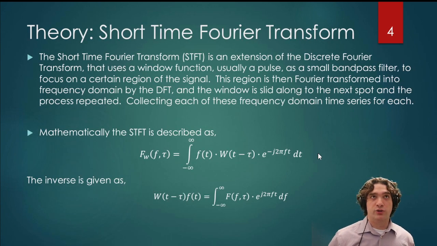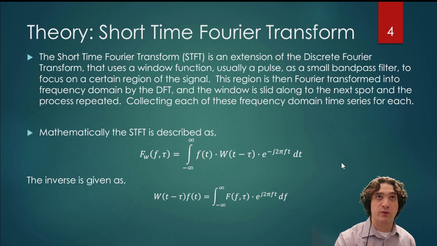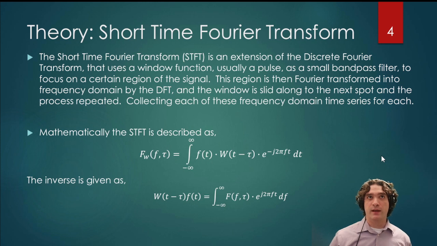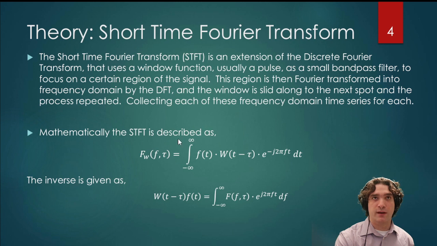So the short time Fourier transform is an extension of the Fourier transform that uses a window function, which is usually a pulse or a Gaussian bump, as a small bandpass filter that focuses on a certain region of the signal in time. This region is then Fourier transformed into the frequency domain using the DFT, and the window is slid along the entire extent of the time domain signal to the next spot, and the process is repeated. Collecting each of these frequency domain time series, we will produce the time frequency spectrum.